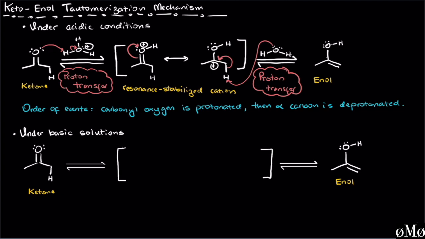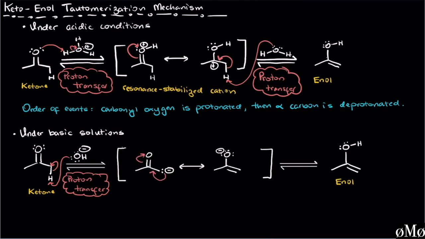Okay, and so now let's look at the reaction under basic conditions. So you have your catalytic amount of base in the solution. That base can certainly deprotonate the alpha position of your ketone to form this particular carbanion, which once again is resonance stabilized into this alkoxide. And it's this resonance stabilized anion that we consider an enolate.